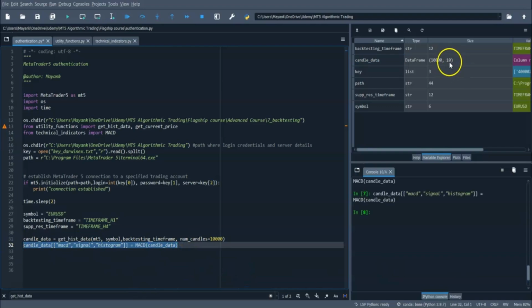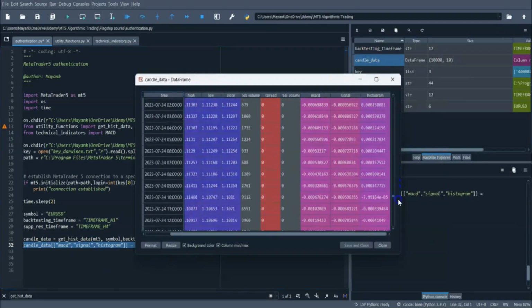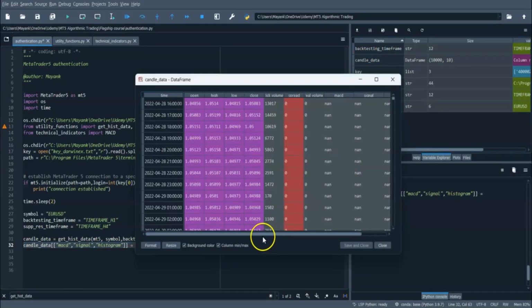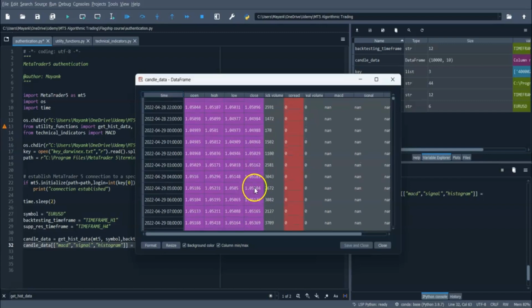Right. And you can see that we have got 10 columns here. So if I open this, we have got the MACD signal and histogram information. So now all that we'll have to do is go row by row, check whether we got a signal or not for a given candle. And if we got a signal, then we have to store that price, that trade entry price, and then see when we would exit.